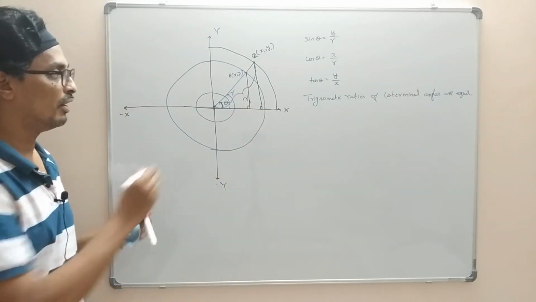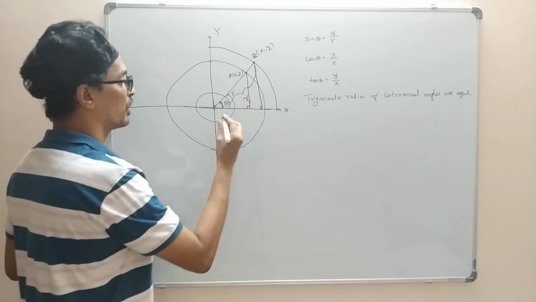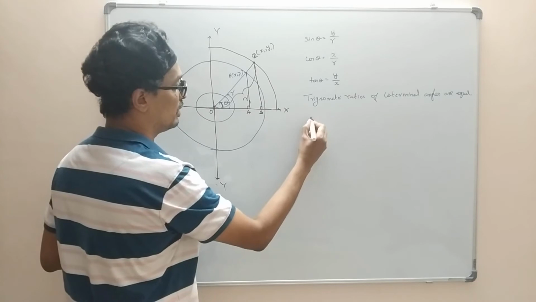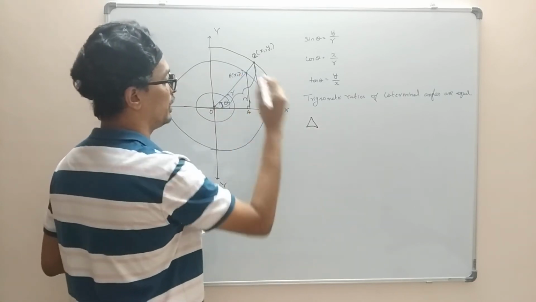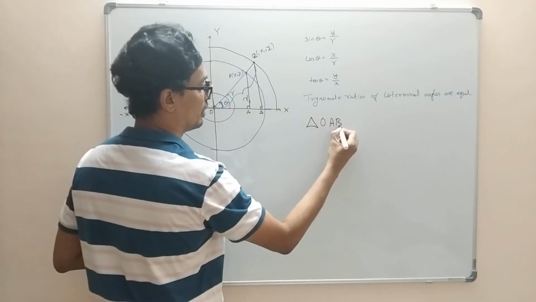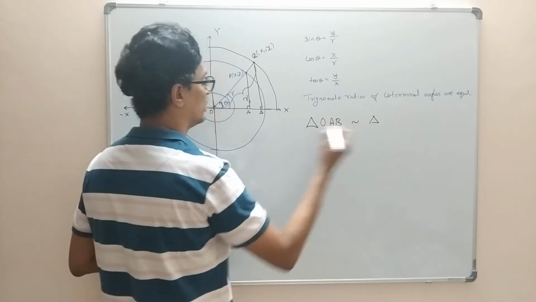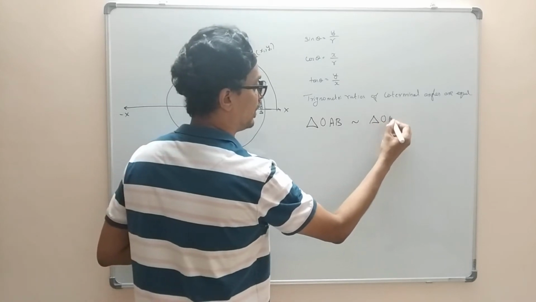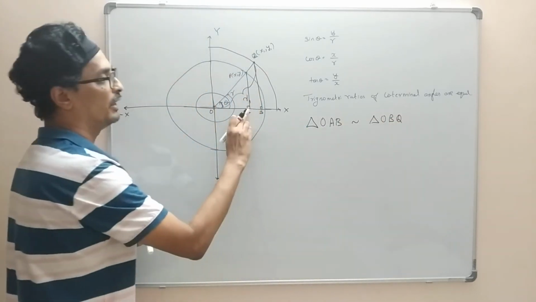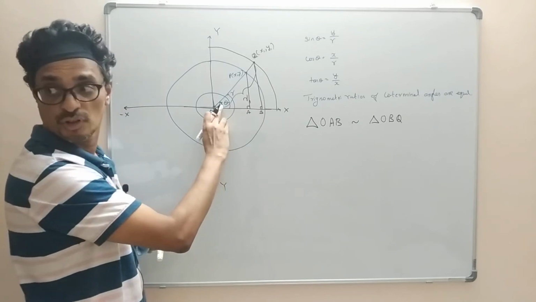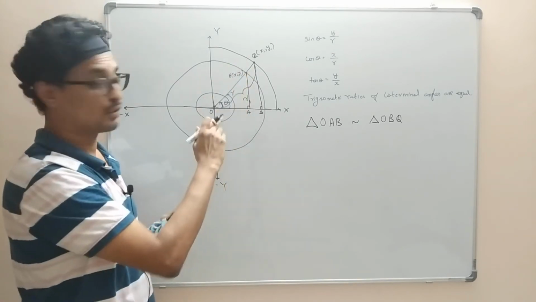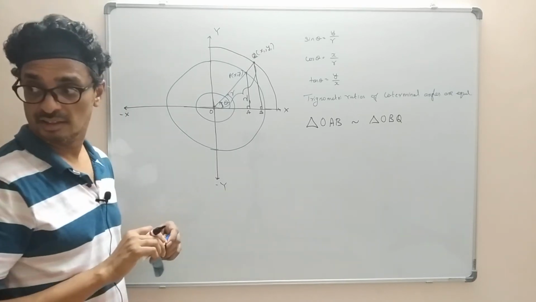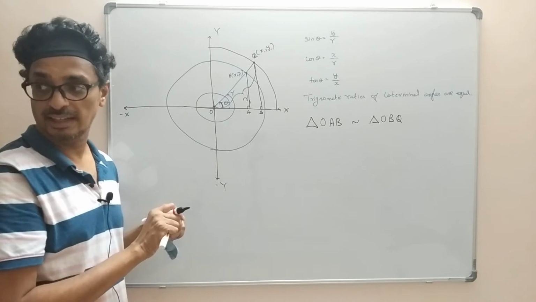Are these two similar triangles? This is O, A, B. So triangle OAP is similar to triangle OBQ. Is that right? Why? Because all have 90 degrees and this angle is the same, so obviously the remaining angle will also be equal. So these two triangles are similar, and for similar triangles, the ratios of the sides are all equal.